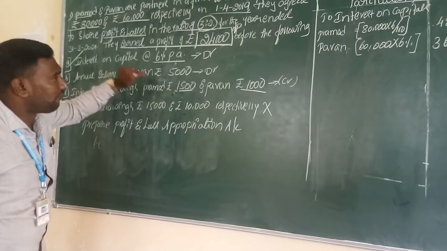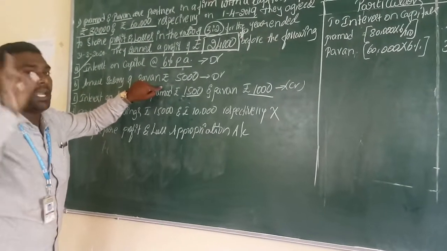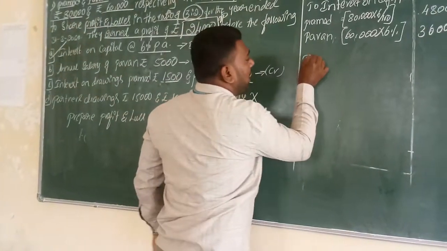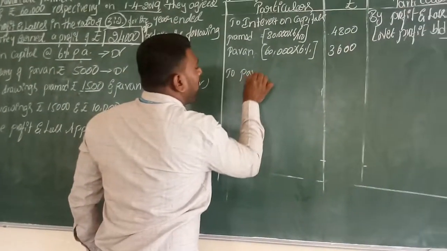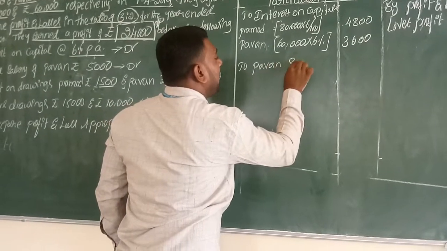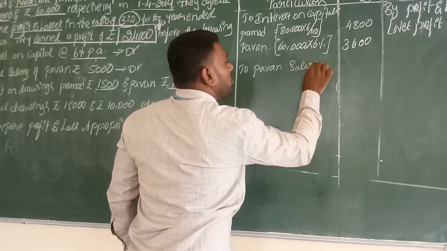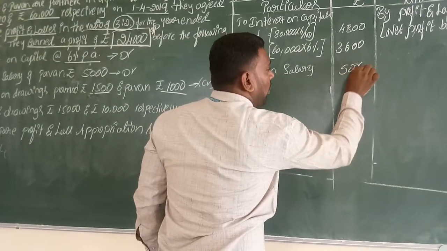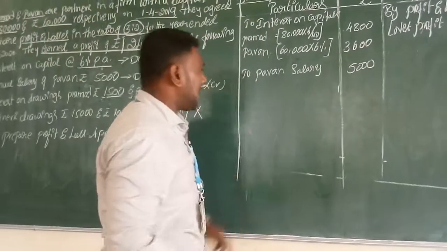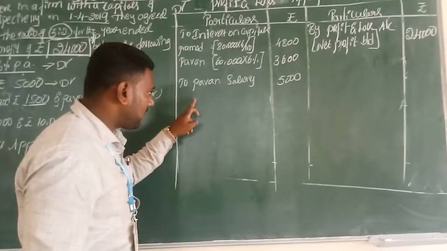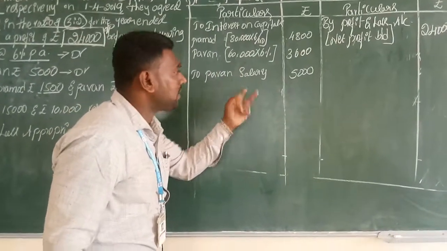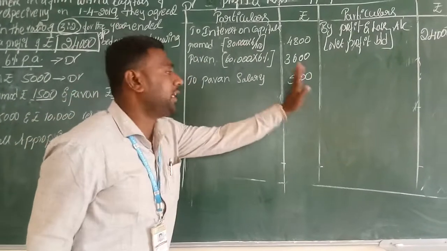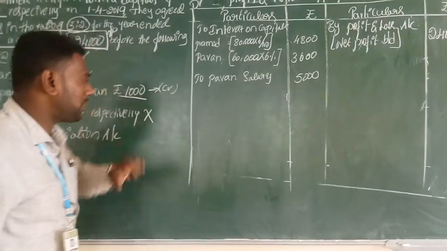Annual salary of Pawan. Any salary, any commission we should record on the debit side only. So we should write Pawan salary. Annual they are given, so we should write directly in the outer column. Suppose monthly salary is given, means we should write in the inner column, and multiplied with 12 months we will transfer the total to the outer column. Annual means we should write directly in the outer column. This is adjustment number 2.